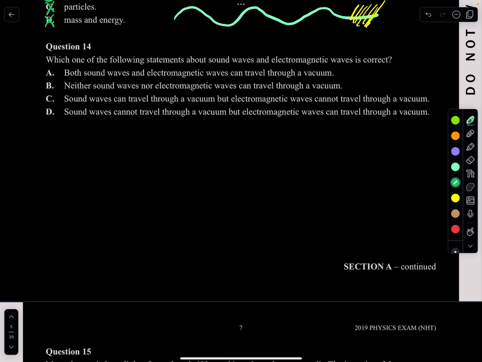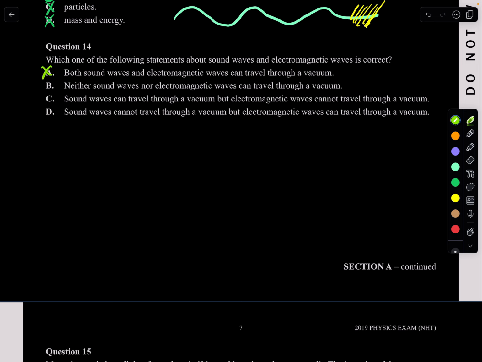Which of the following statements about sound and electromagnetic waves is correct? We know that sound waves are longitudinal waves, just a basic understanding, and electromagnetic waves are produced through accelerating particles. Also they travel at the speed of c, the speed of light, in a vacuum. A, both sound waves and electromagnetic waves can travel through a vacuum. No, electromagnetic waves can travel through a vacuum, but not sound waves. A vacuum does not have a medium, and for a sound wave to work you need a medium. For example, sound waves use the medium air, so it does not work. So that's absolutely wrong.